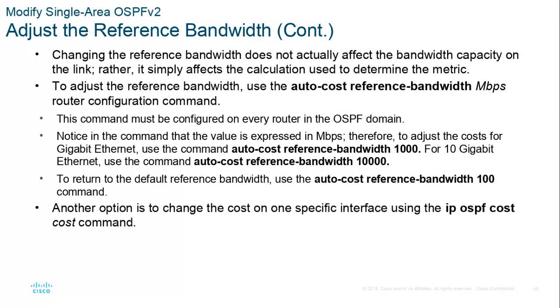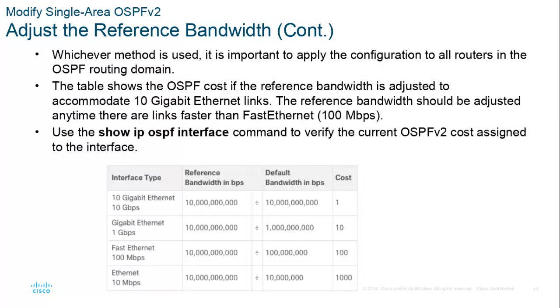Okay, we're a modern place here in San Francisco. Let's make it 100 gig Ethernet. They're shipping 100 gig Ethernet now. Make it bandwidth 100,000. And you can always return it to the default reference if you want to. Or we can change the cost on one specific interface using the ip ospf cost command.